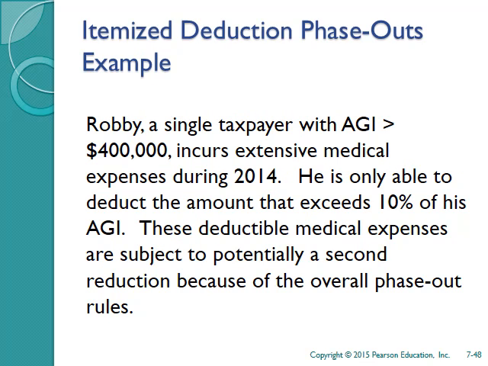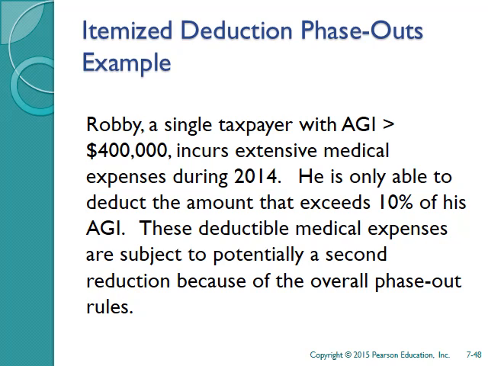So we'll end with an itemized deduction phase out example. Robbie's a single taxpayer. He has AGI of $400,000. He has extensive medical expenses. Let's say he incurs $100,000 of medical expenses. He's only able to deduct the amount that exceeds 10% of AGI. So in this case, he had $100,000 of expenses. 10% of AGI is $40,000, so he can only deduct $60,000.